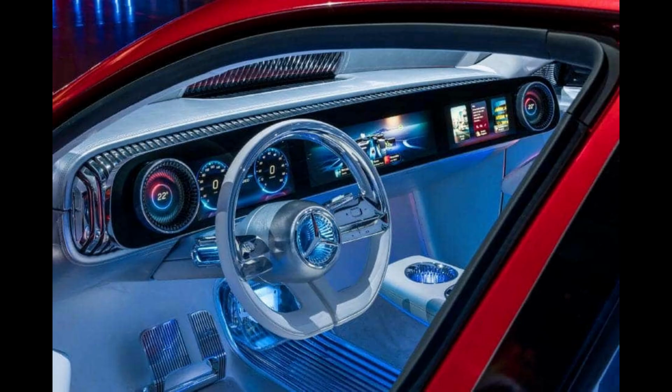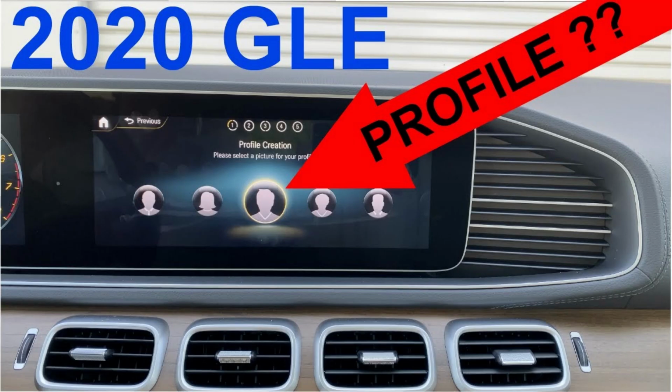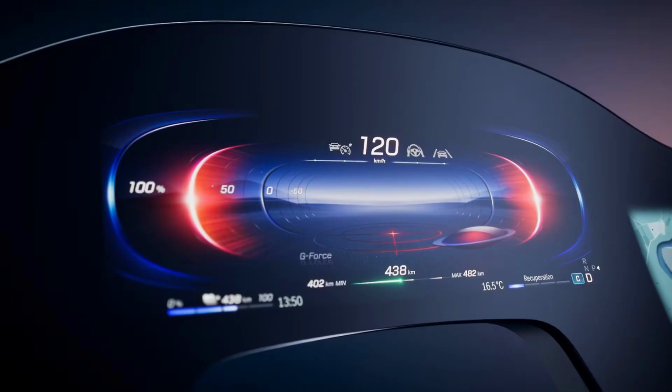One of the real strengths of MBUX is its ability to personalize the vehicle. It can store driver profiles, adapt climate preferences, remember navigation habits, customize displays, and integrate voice commands in a natural way. But this power also means complexity, and complexity requires understanding.